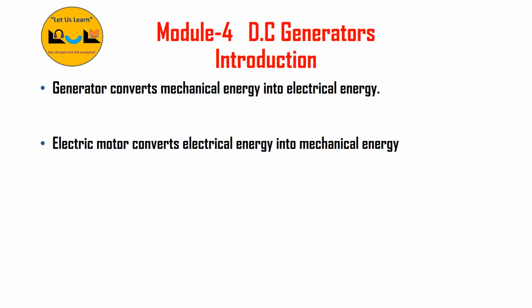Today we are going to discuss DC generator, module 4, introduction. A generator converts mechanical energy into electrical energy. If I am giving input as mechanical energy, and that mechanical energy is converted into electrical energy, that is called a generator. If I am giving electrical energy as an input and the output is in the form of mechanical energy, then it is called an electric motor.